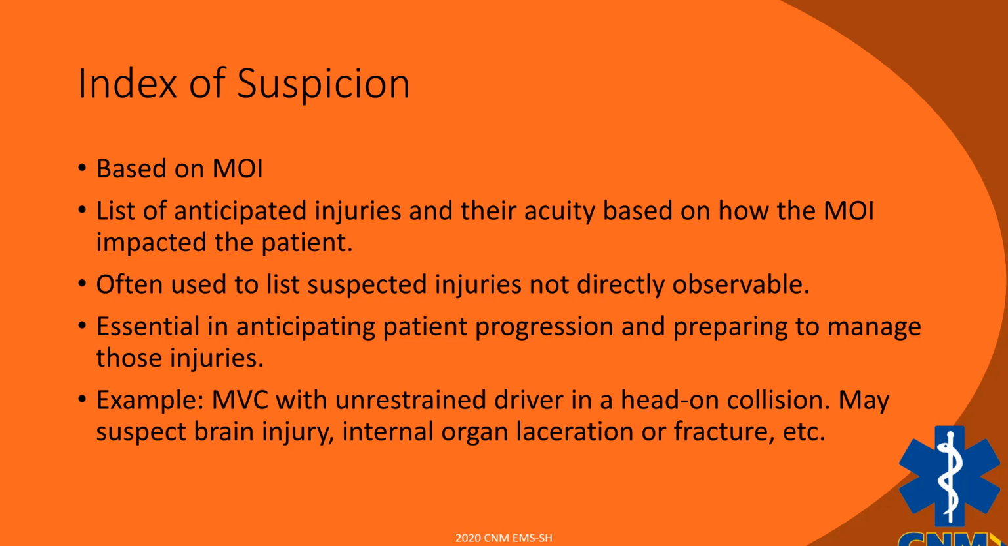When we're working with our index of suspicion, if you haven't played around with this as a specific term necessarily before, I'm sure that as an EMT, you've started to work on this idea. So essentially, when we're looking at the mechanism of injury, we're then going to list what injuries I anticipate this thing has caused. And we're going to look for certain signs of things that aren't directly observable.